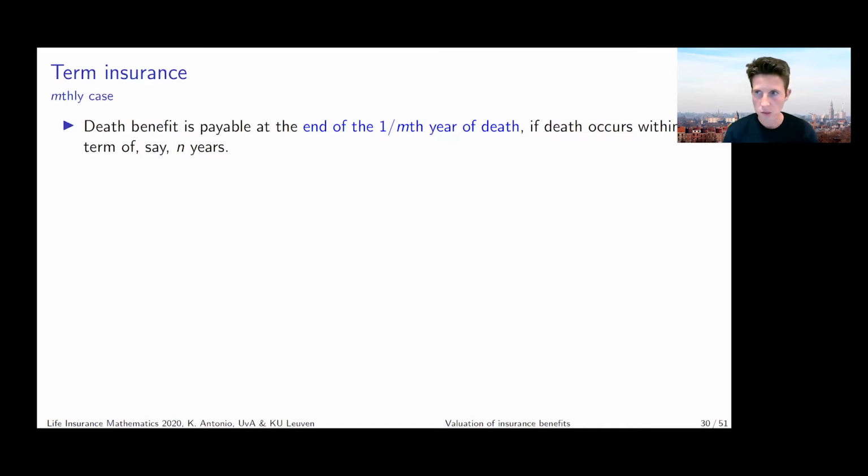The last one to be discussed in this section on term insurances is, of course, the m-thly case. So what now if we switch from the annual duration to a contract where we split the 1-year time period into m time periods of equal length? If m is equal to 12, then we split the 1-year duration into periods of 1 month. So we have the same principle as before. The death benefit is payable at the end of the 1/mth year of death, but only if that occurs within a specific term of, say, n years, right?